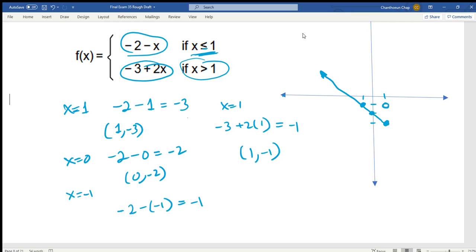I know this is an open circle because of this inequality. So we still have to test that endpoint. At 1, we're going to get 1 comma negative 1. Let's check another value, but we're going to pick something greater than 1. Let's pick x equals 2. We get negative 3 plus 2 times 2. This is negative 3 plus 4, which is positive 1. So the ordered pair is 2 comma 1.